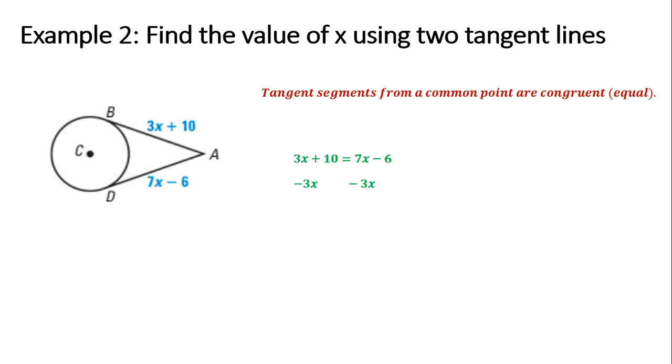Minus 3x from both sides. That would be 10 equals 4x minus 6. Add 6 to both sides. That's going to give us 16 equals 4x. And finally divide both sides by 4, which is going to give us x is equal to 4.